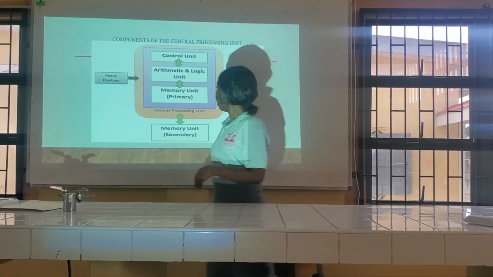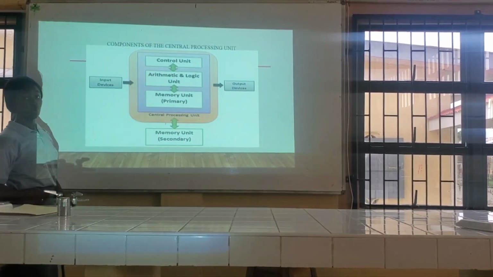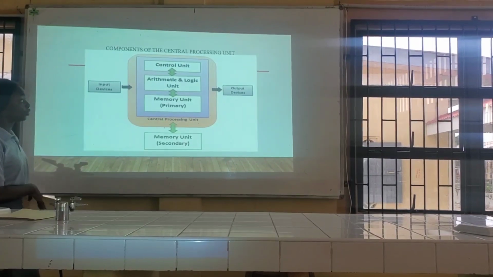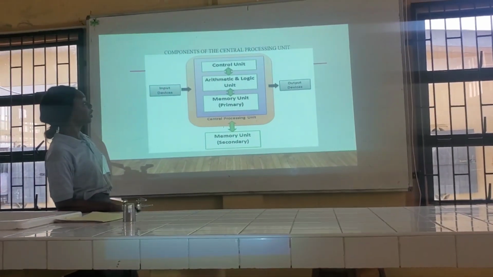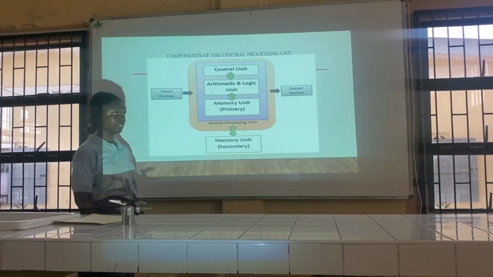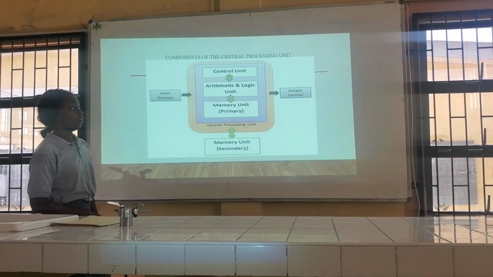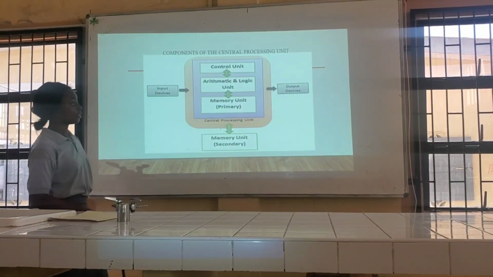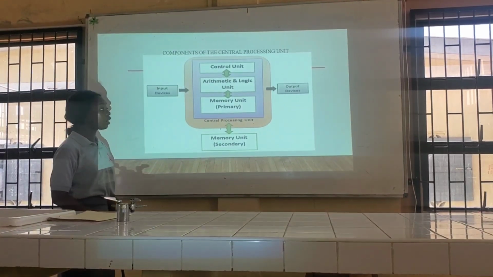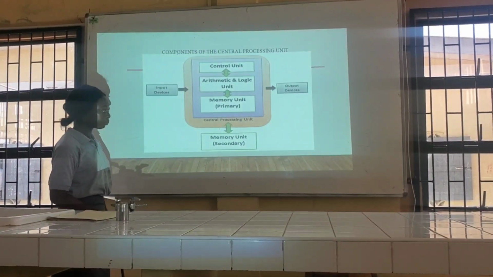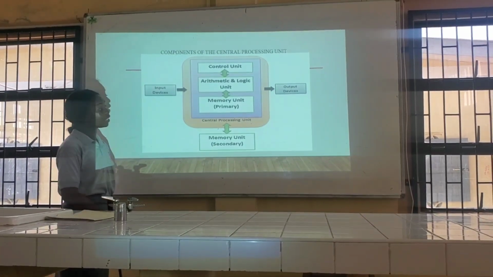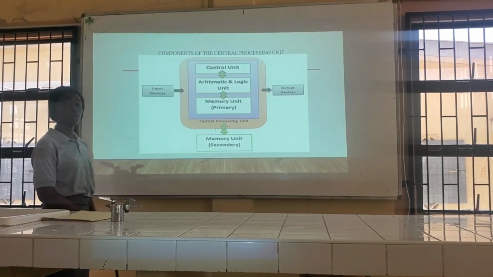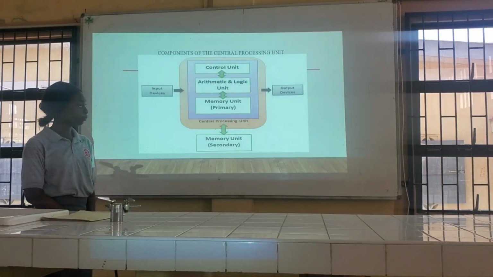These are the components of a central processing unit. So when we input our information into the computer, it goes to the control unit. The control unit sends out instructions to the arithmetic and logic unit. The arithmetic and logic unit executes the data, then sends it to main memory or primary memory, right? The primary memory saves that data temporarily. If you shut off your computer, the data will not be saved, right?